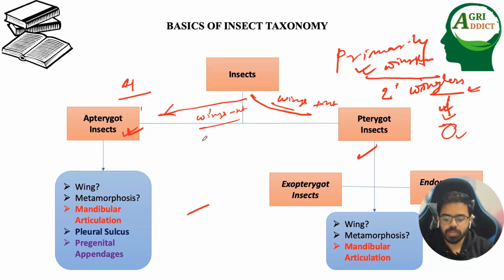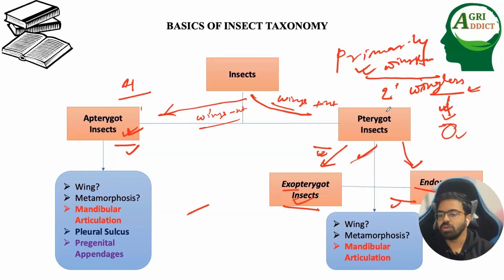So we have divided insects into two portions: one is apterygote and the other one is pterygote. Pterygote insects are those that are winged. They are divided into two parts again: one is exopterygota and another one is endopterygota. Right? So why do we say exopterygote and endopterygote? Can anyone answer it?